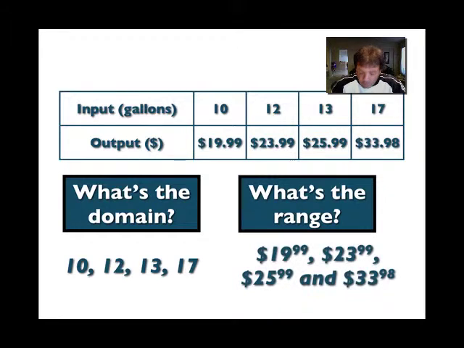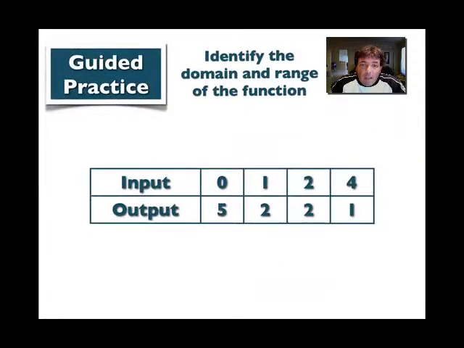Let's go back one. Sorry about this. That means the domain for this is going to be 0, 1, 2, and 4. And the range would be 5, 2, and 1. Since we have 5, you don't have to list 2 twice. The range would be 5, 2, and 1.